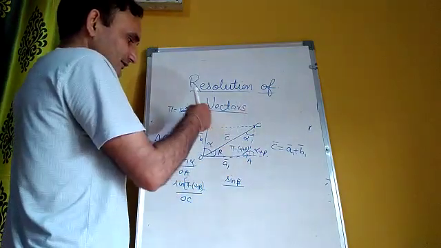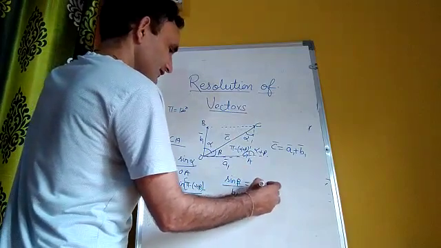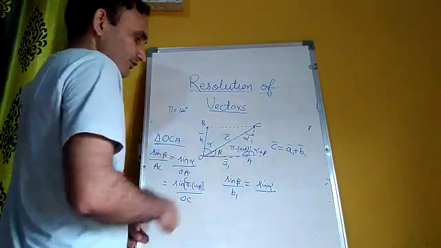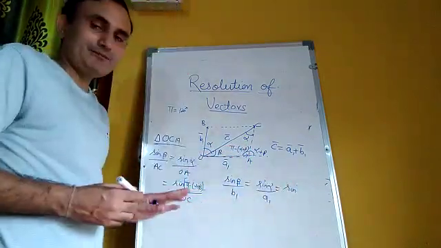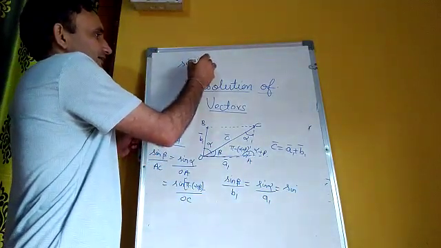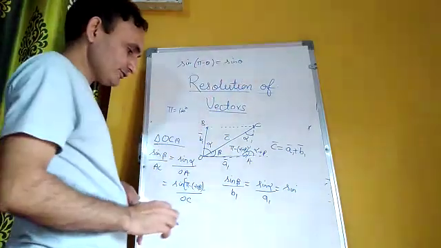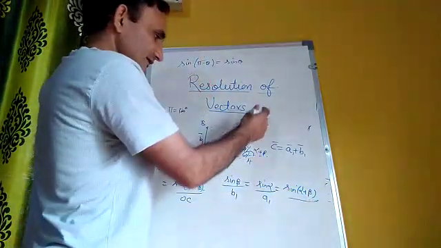Now sine beta over AC. AC will be equal to OB, so we will call it B1. Similarly, sine alpha over OA, and OA is A1, is equal to, now sine of pi minus theta, sine of pi minus any angle is equal to sine theta. So sine alpha plus beta over the side that is C.